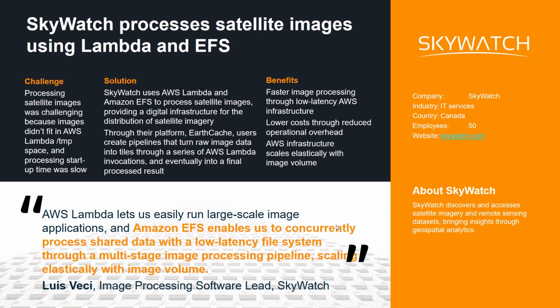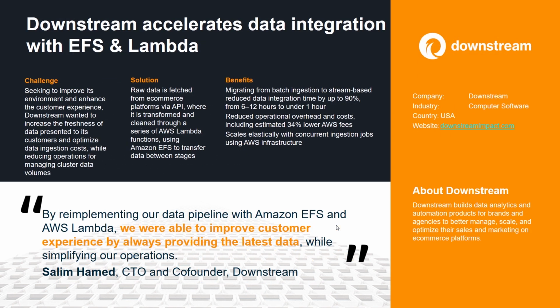Another example is Downstream. Downstream helps companies advertise or list products on Amazon.com to manage their sales and marketing. They continuously pull sales and advertising data from Amazon's APIs and process it with EFS and Lambda before presenting their findings to customers. So again, that requires very high concurrency, low latency, and the ability to scale as they make more calls. So with this, let's talk about how you can get started.